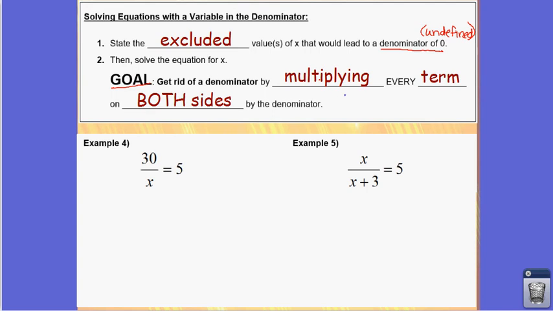Hopefully this should be familiar. If I want to get rid of a denominator, remember denominators are attached by division. So the inverse would be to multiply. This is technically using our multiplication property of equality. We are allowed to multiply an equation by any value on both sides as long as it's the same value, and it's done to every term on each side.